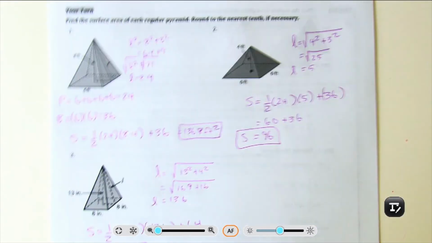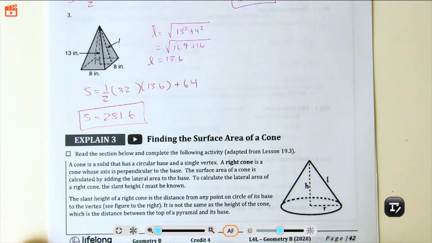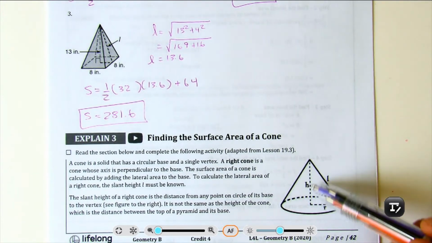Okay, so now that we have had experience with the surface area of a prism and of a pyramid, we are going to find the surface area of a cone. Now a cone is related to a pyramid, except that the base of a cone is a circle, not a square. So to find the surface area of a cone, we need to know what the slant height is, and we need to know what the radius is.